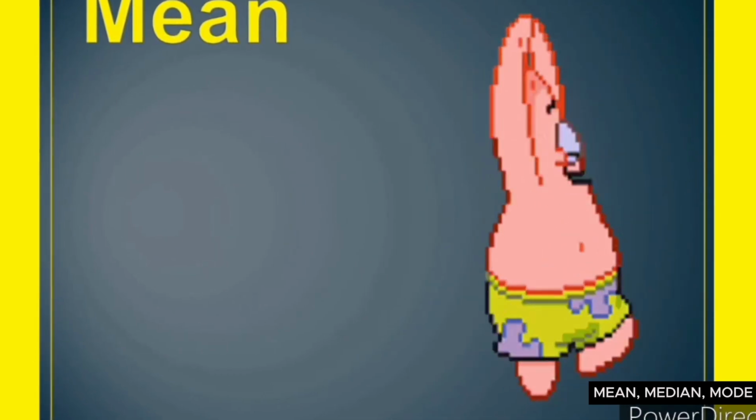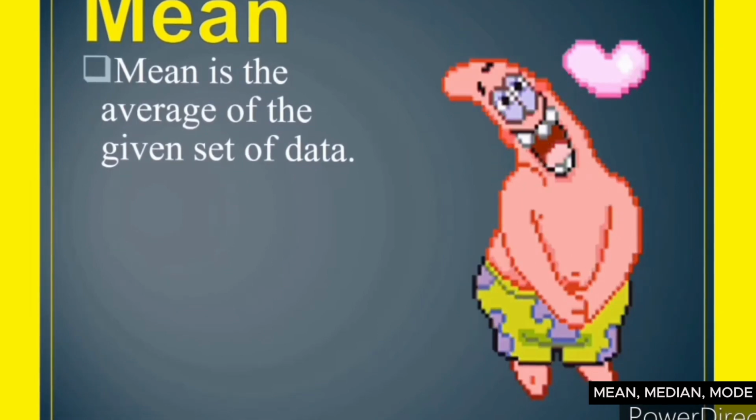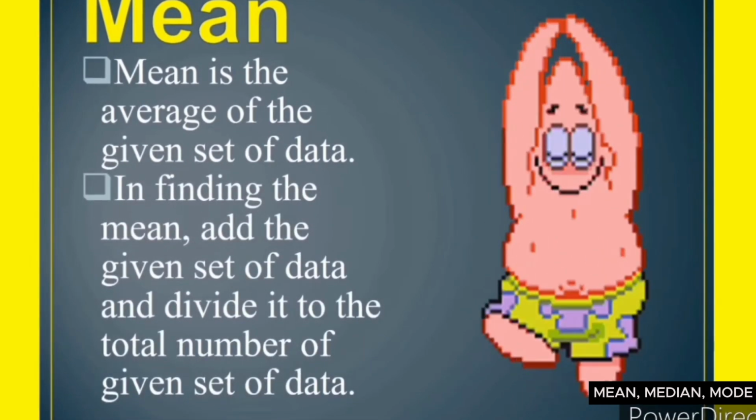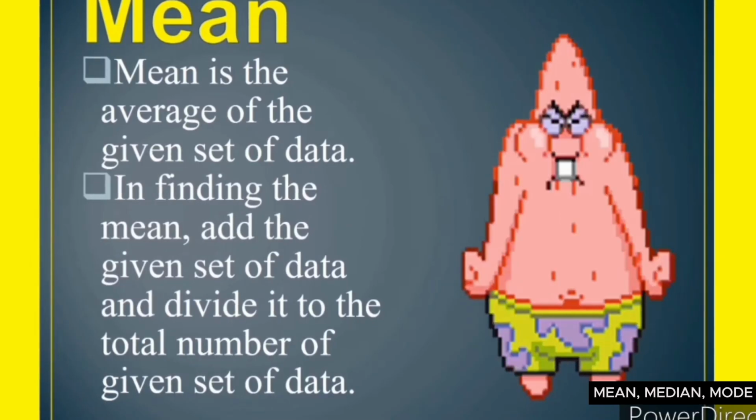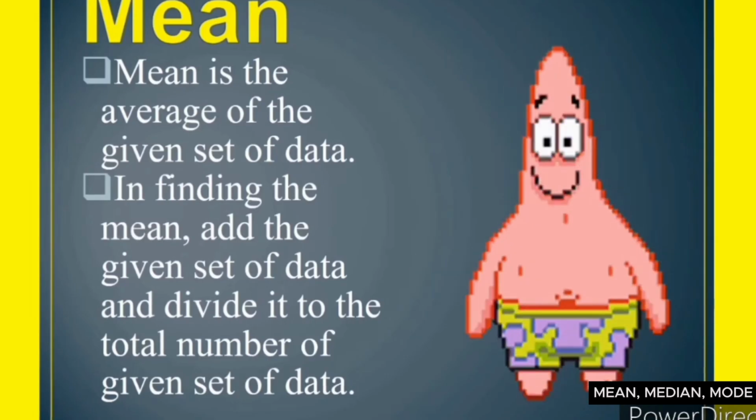Let's have first the mean. Mean is the average of the given set of data. In finding the mean, add the given set of data and divide it by the total number of the given set of data.